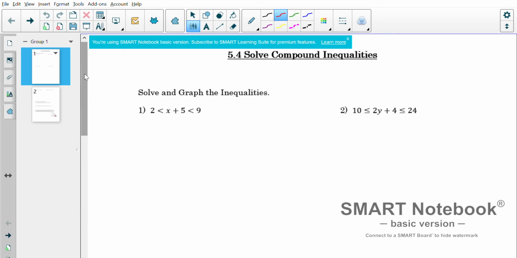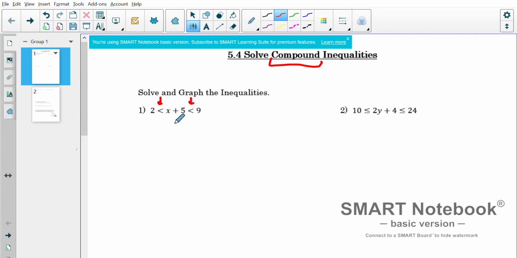That still applies today. So if we take a look at number one here, we have a compound inequality, which just means there are two inequality symbols instead of one. The process doesn't change. We are still solving for x. We are still trying to get it by itself. So we are going to identify where x is in the middle here. We have x plus 5 in the middle, 2 on the left side, 9 on the right side.